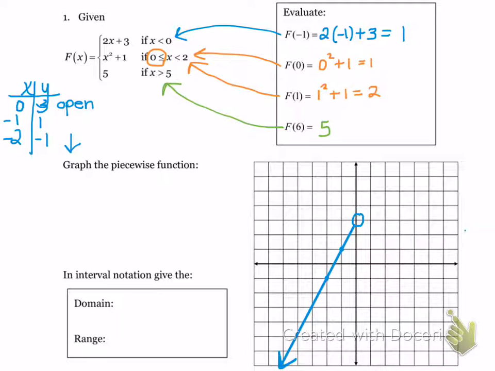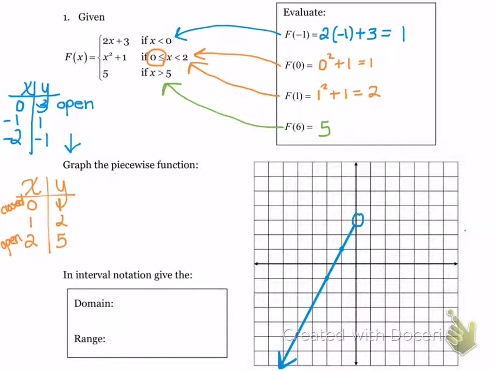All right, so for the middle quadratic piece, this xy chart. Now, this piece has 2 endpoints because it has 0 and it goes to 2. So we have to include everything in between 0 and 2. So I have 0, 1, and 2. Now, I know 0 is going to be closed because it says equal to. And then 2 is actually going to be an open circle because it doesn't equal 2. But we still have to go to 2. So if I plug those in, I get 1, 2, and then 5.